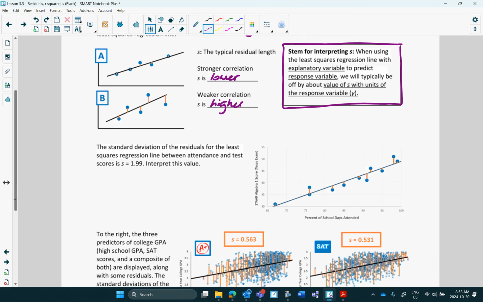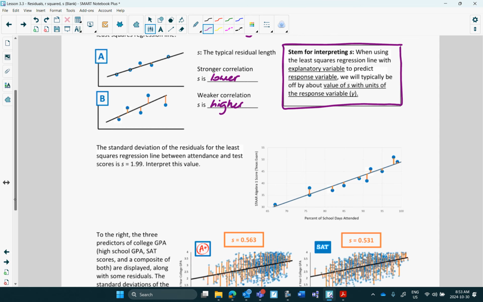So here, we're back to our high school state test example. We've calculated the residuals. From that, S has been calculated, and it works out to 1.99. So you can sort of write it like this, or I can phrase it a little bit differently. No, actually, you know what? I'll stick to this script.